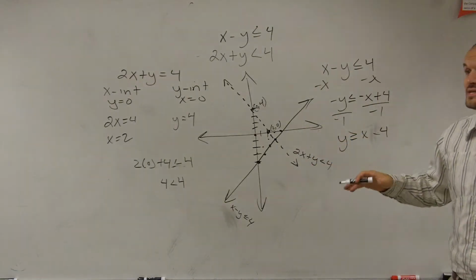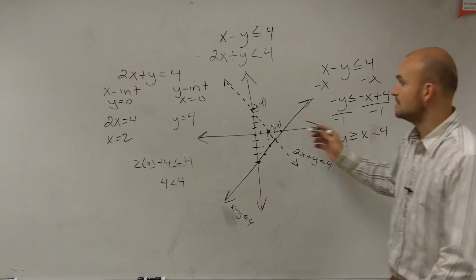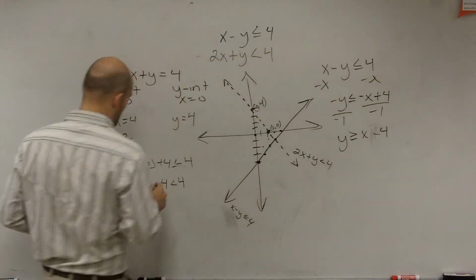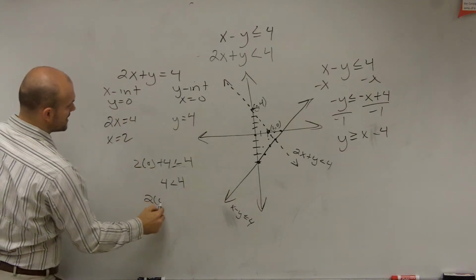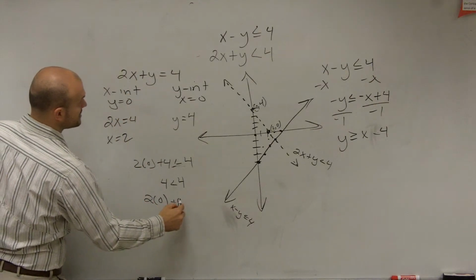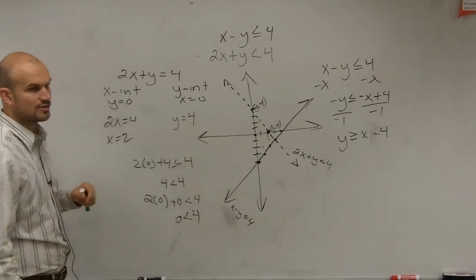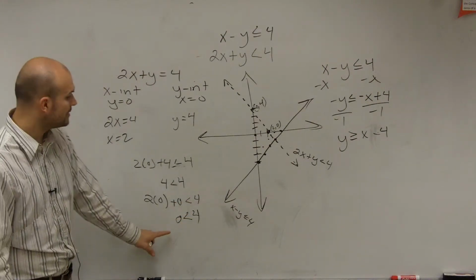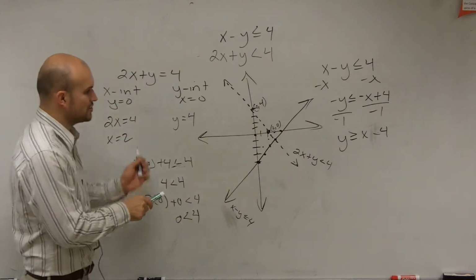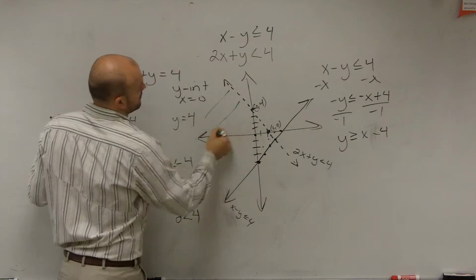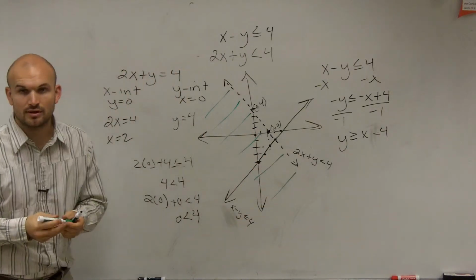The best test points that I want you guys to pick are going to be 0, 0, unless the line goes through it. So I'm just going to put 0 in for x and y of this equation. So 2 times 0 plus 0 is less than 4. 0 is less than 4. Is that true or false? True, right? So that equation is right here. Since that's true, we're going to shade all the points that are below the line.